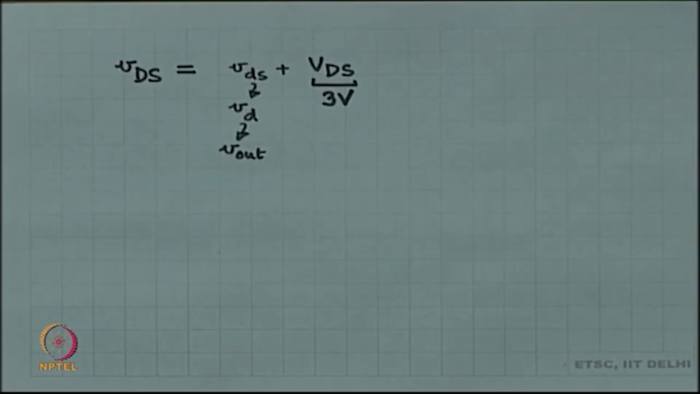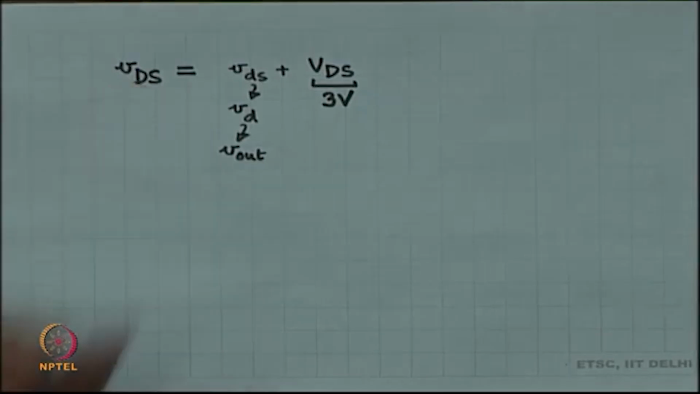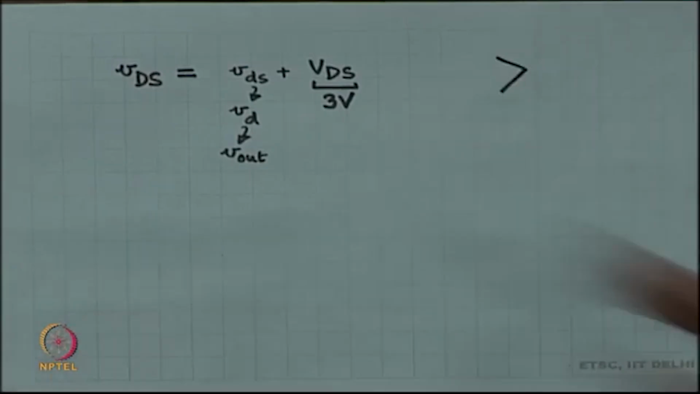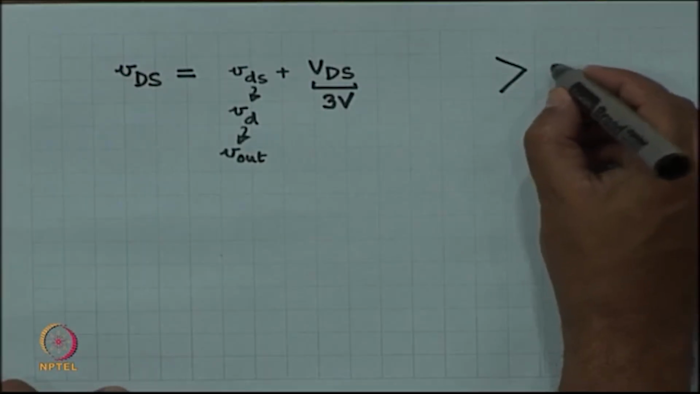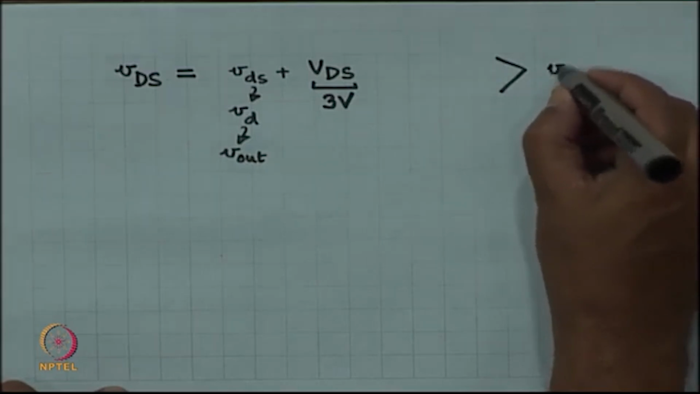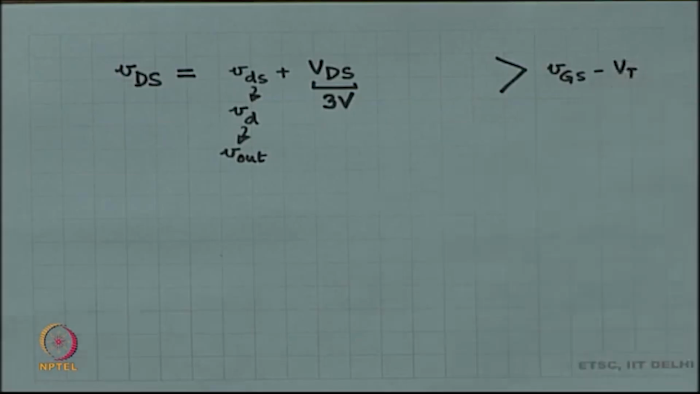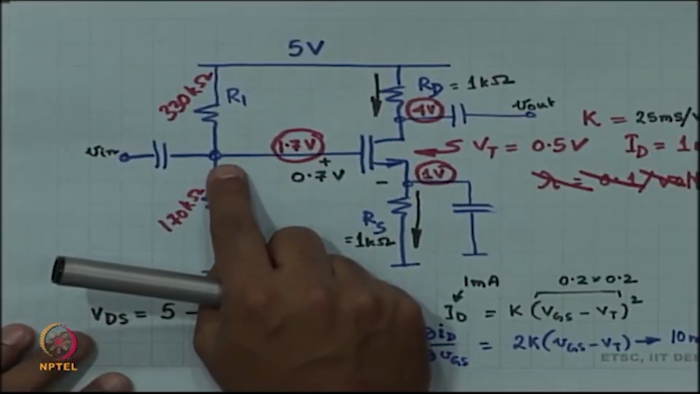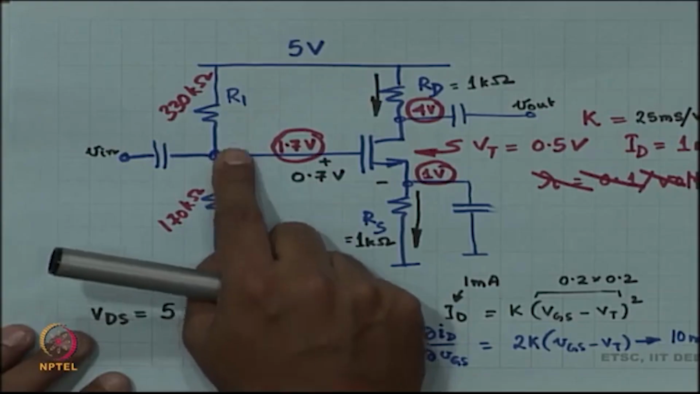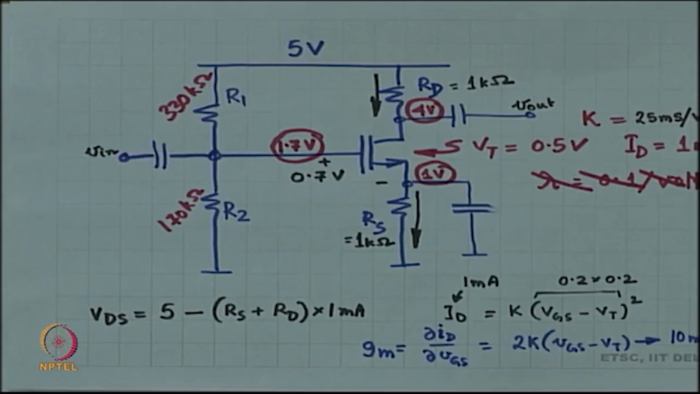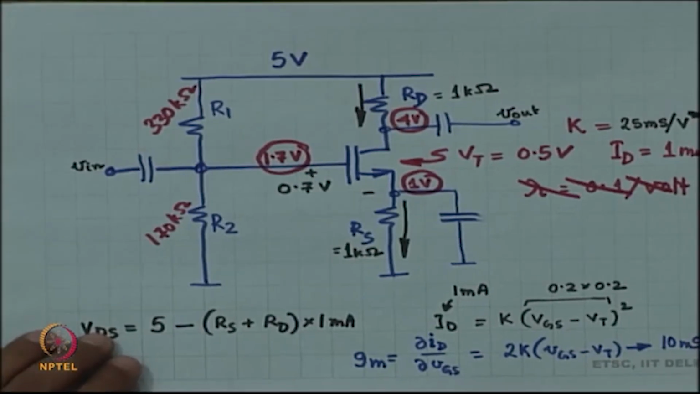Fine. Now, I need to make sure that this drain to source voltage is more than VGS minus VT. Okay. Now, in this case, the gate voltage is also going to be changing. When the gate voltage increases by 1 millivolt, the drain voltage decreases by 10 millivolts. That is what it means by having a gain of minus 10. All right. So, be careful over there.